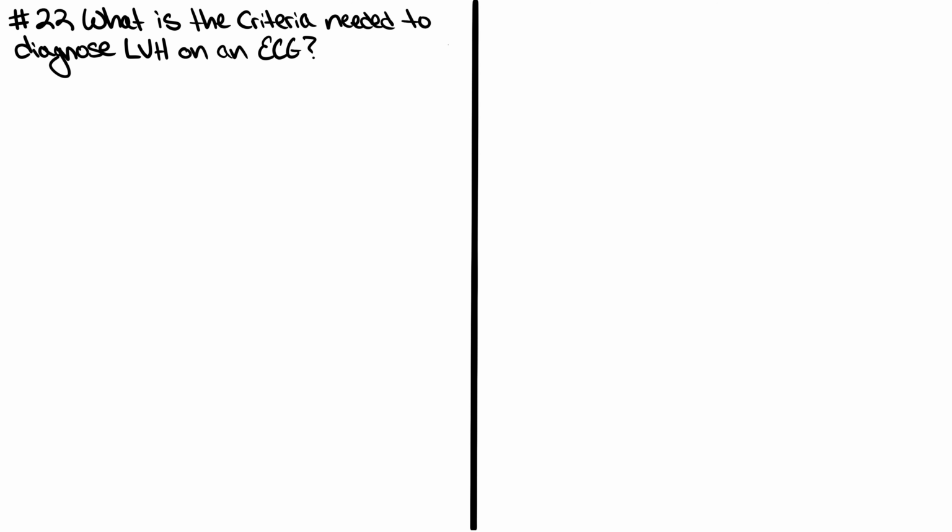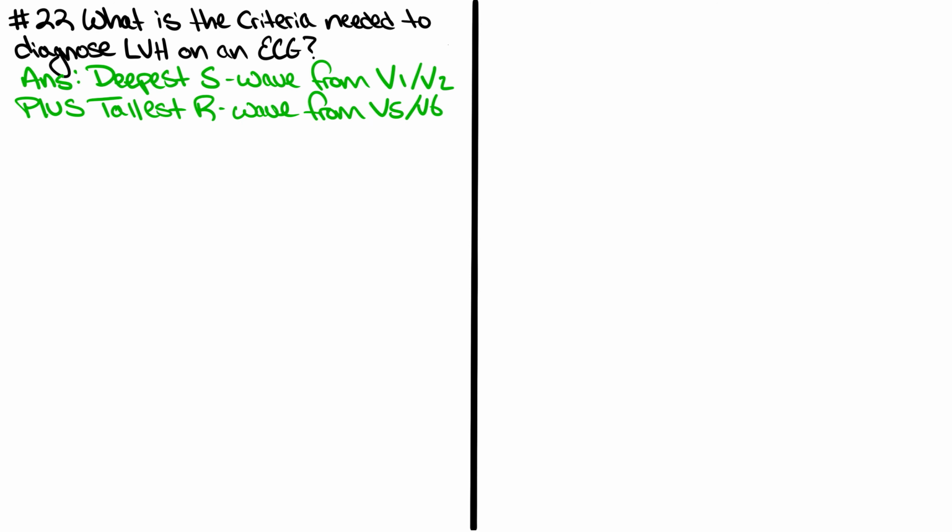Question 22. What is the criteria needed to diagnose LVH, or left ventricular hypertrophy, on an ECG? The answer here is you're going to take the deepest S wave from leads V1 and V2 and add it to the tallest R wave from leads V5 and V6. If the sum of these two values is greater than 35 millimeters, then it qualifies for LVH.